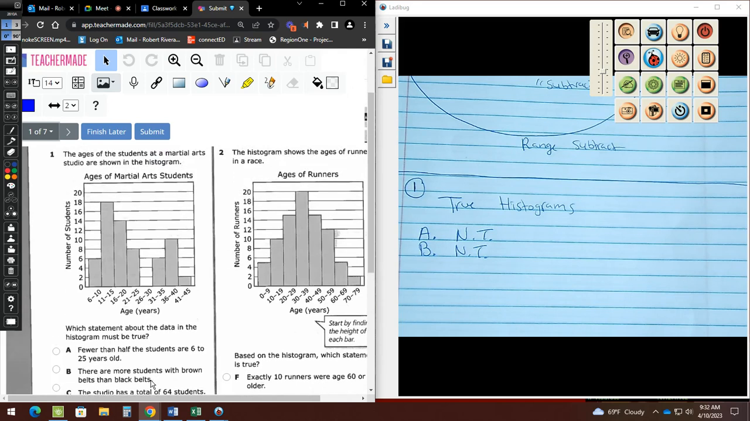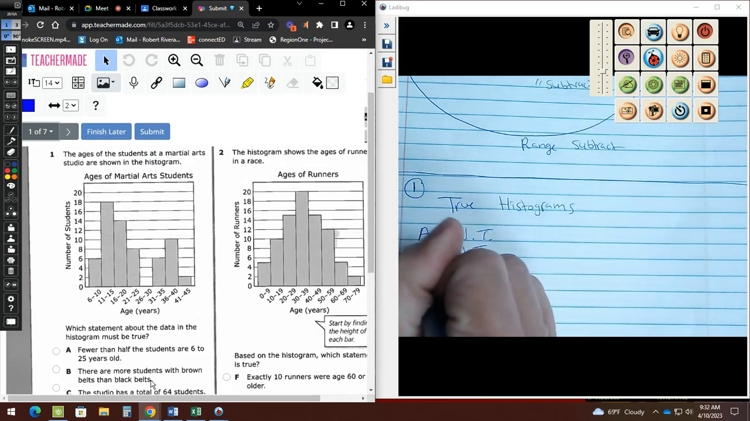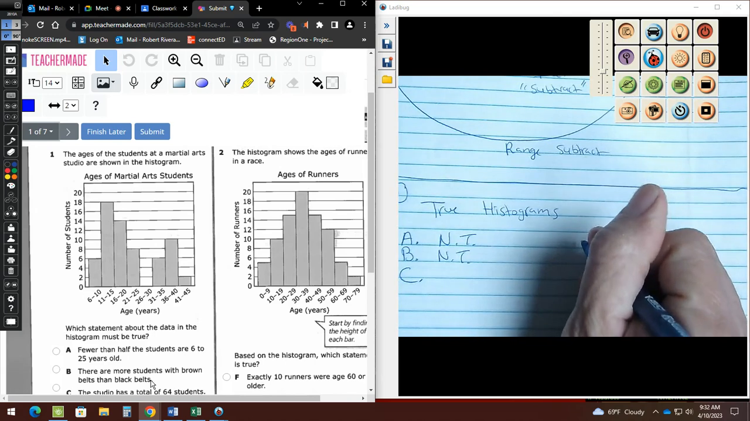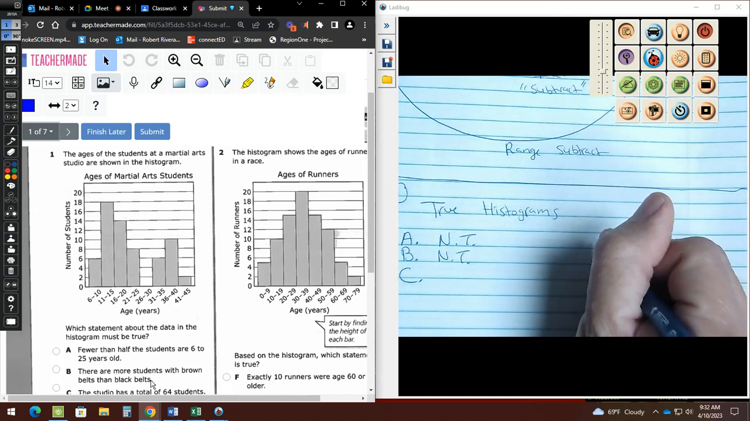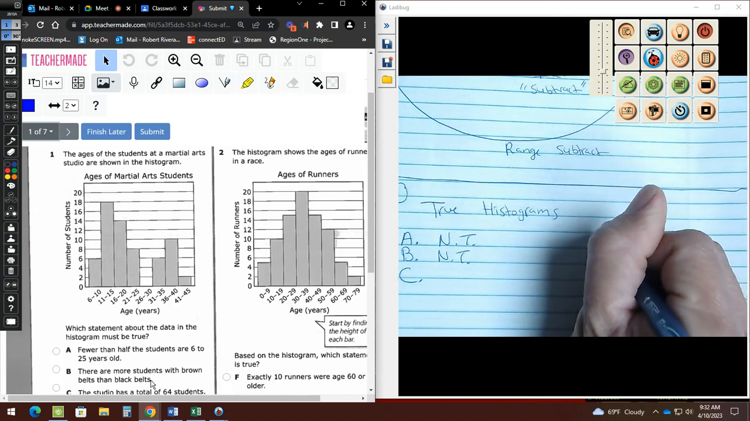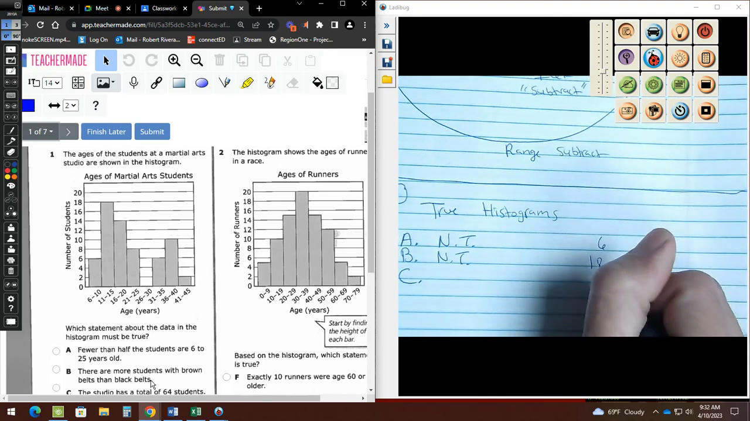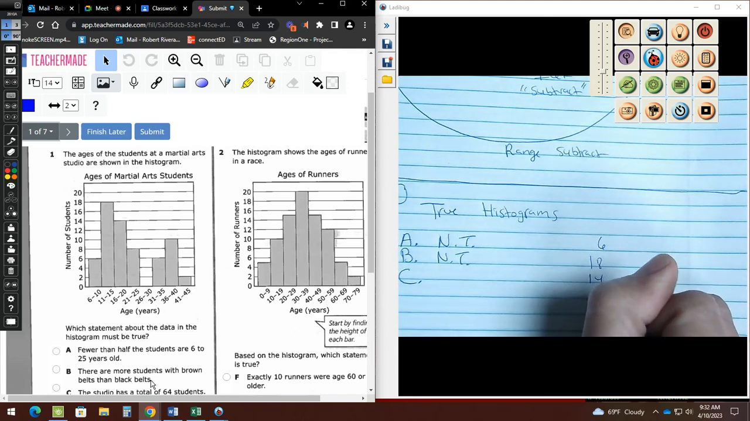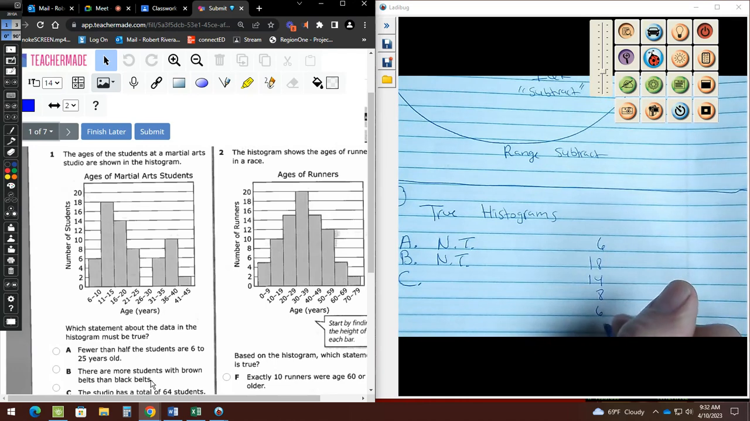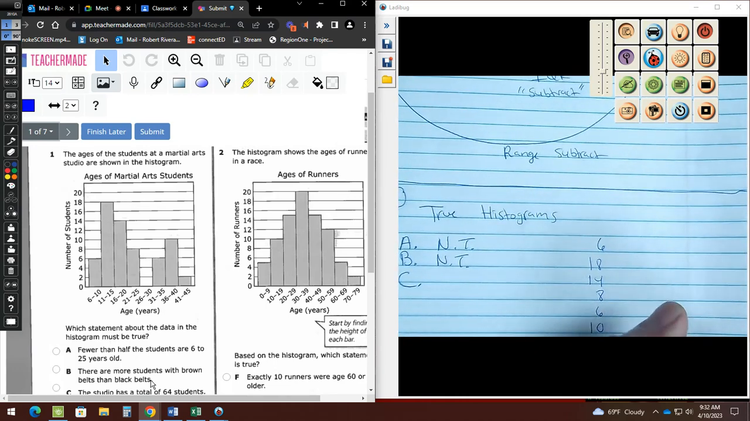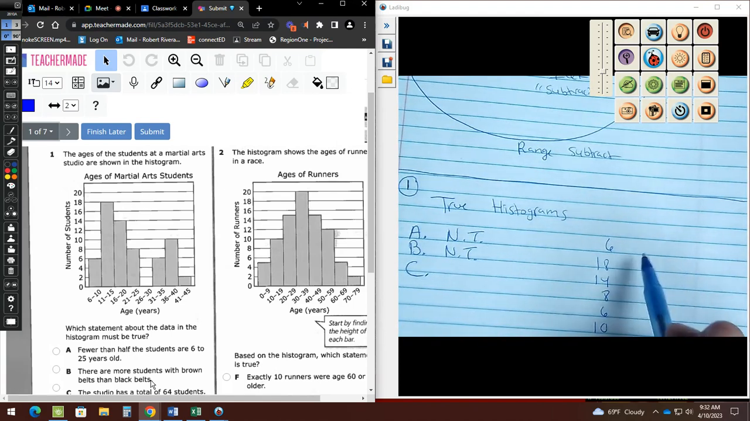Letter C, the studio has a total of 64 students. How would I figure that out? So letter C, I'm going to have to do some math and we can decide. So let's start with the first one. How many kids are in the first one? 6. And then? 18. Next? 14. Next? 8. Next? 6. Next? 10. Thank you. Next? How many? 2. We add them up to see if C is correct.